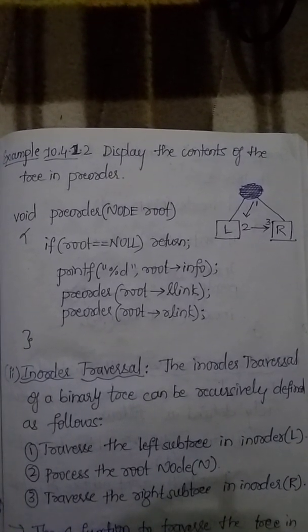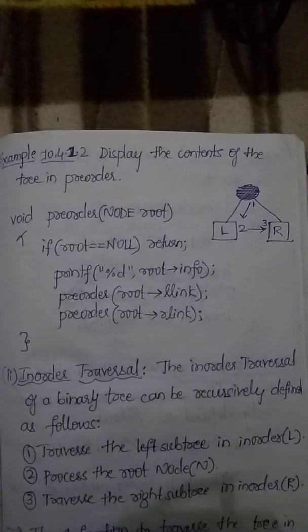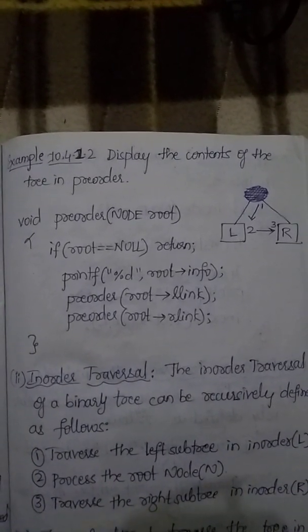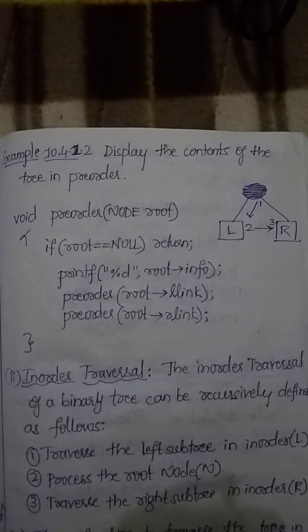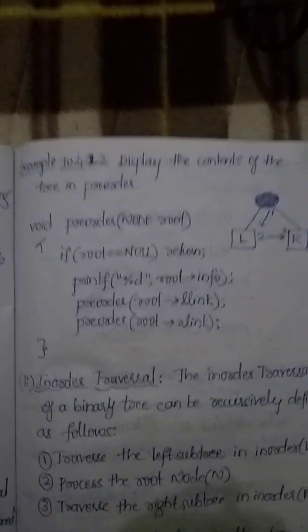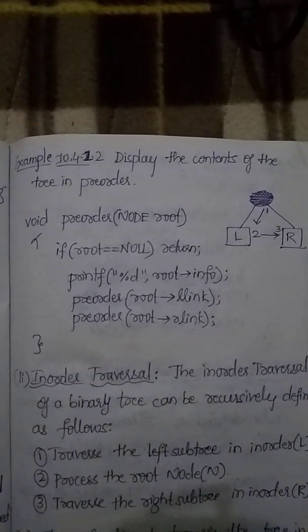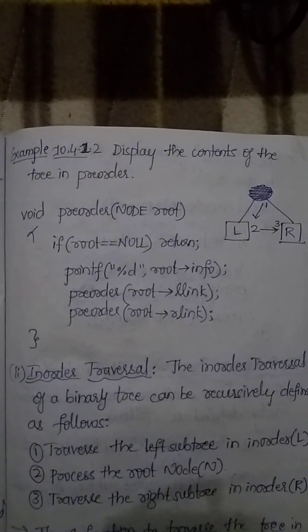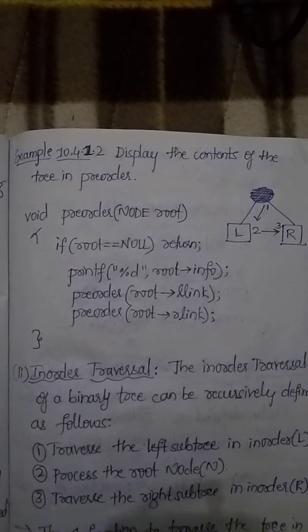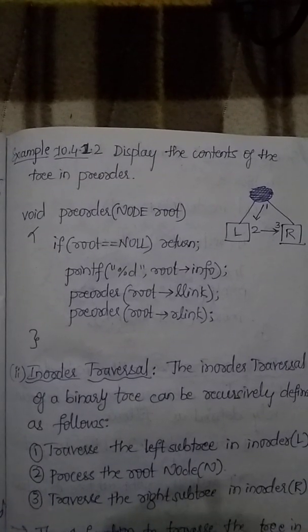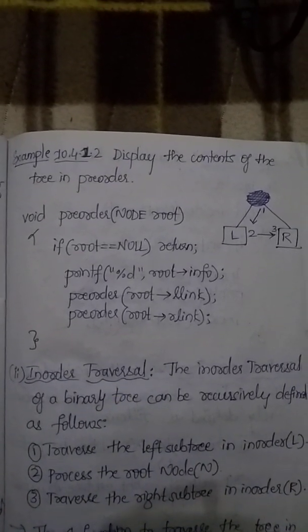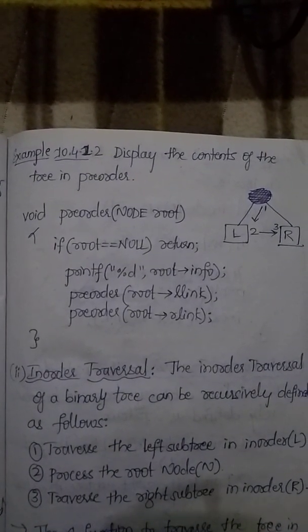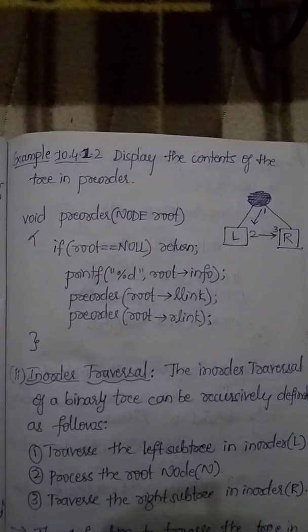So the declaration is like pre-order with the node root. We start with the root node. First we will visit the root node, so that's why we go for the if statement. If root node is equal to null, that means the tree doesn't exist or it is an empty tree, then return nothing. Other than that, printf the root node, the information present in the root node. Then go for the left link of the root, or you can say the left subtree of the root.